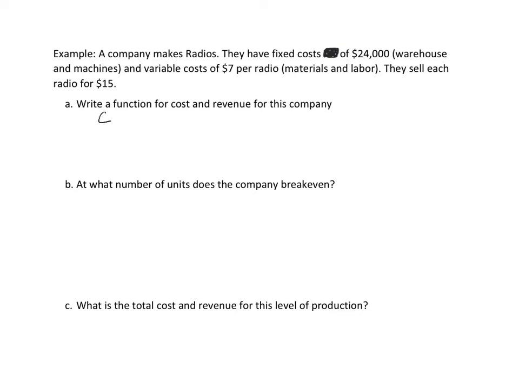So for our cost function, C of Q, we know from our previous slide, cost equals the variable cost times the number of items, so 7Q, plus the fixed cost, 24,000. Their revenue is generated by selling the item, so their revenue would equal 15 times the number of items they sell.